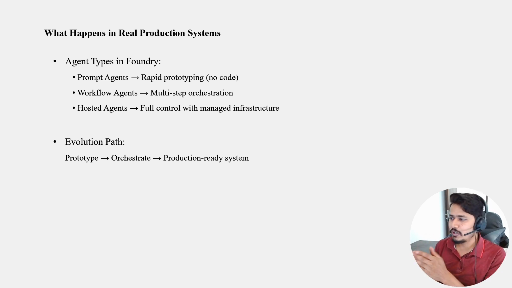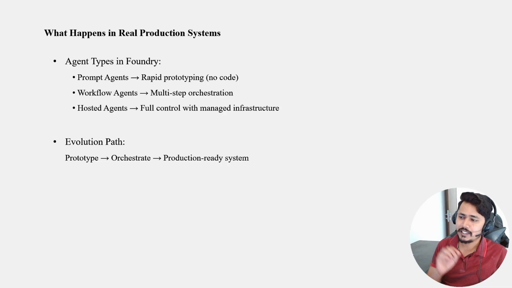And this is the evaluation path which is followed in the organization. Prototype. First, you build the prototype, then you orchestrate it. You actually test the agents, how exactly they work, and then you go for the production-ready system.